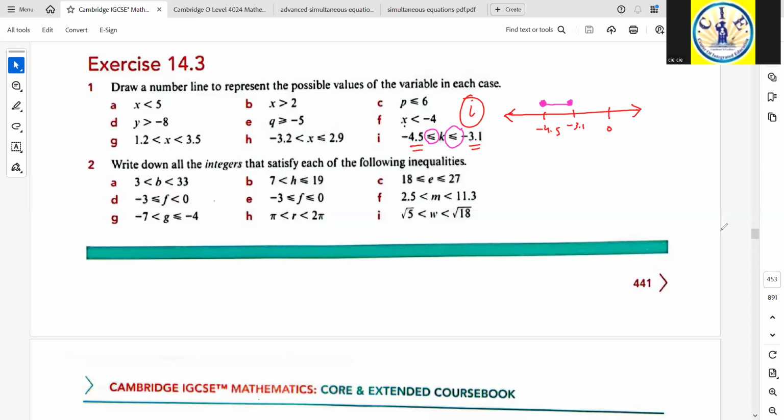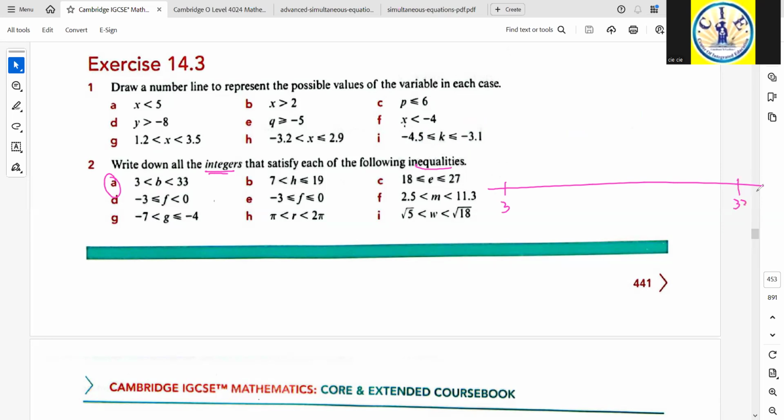Now we proceed to question number 2. Write down all the integers that satisfy each of the following inequalities. For part A, for example, we need to have the integer answers only. For example, if I draw the number line like this, so if here is 3 and here is 33, so I need to have the numbers which are between 3 and 33 like this.